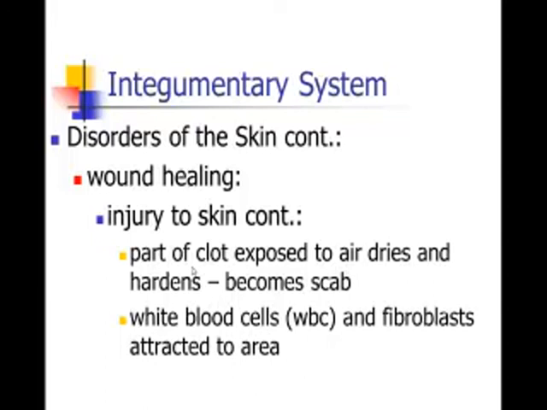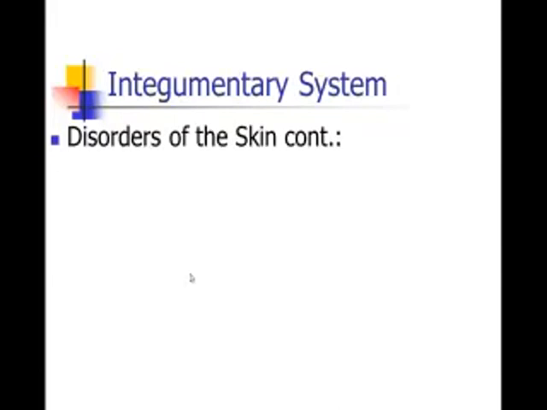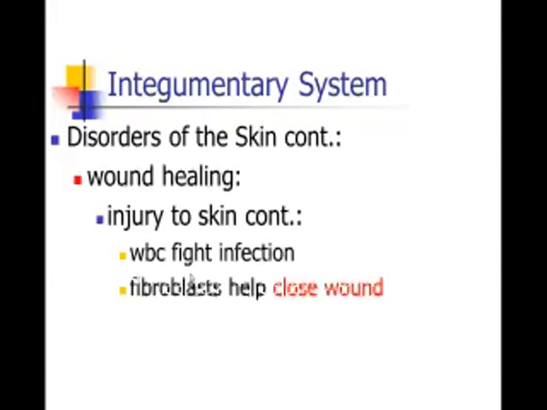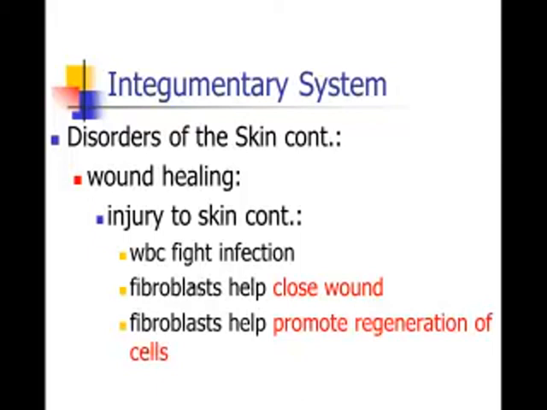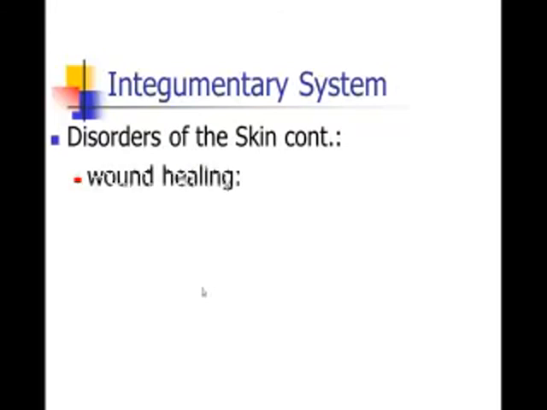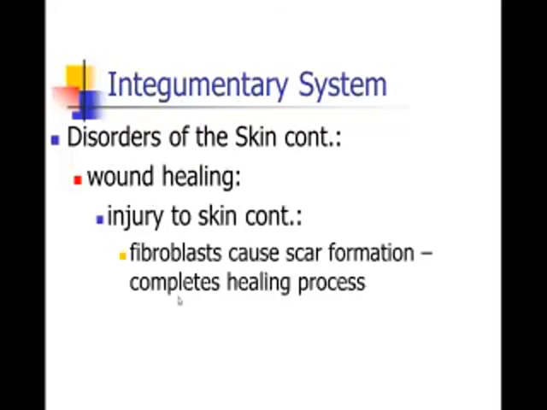The kinds of cells that are attracted to the area include white blood cells, which can help fight against pathogenic organisms, and fibroblasts. Fibroblasts are going to have a couple of functions in helping in the healing process. So the white blood cells fight infections. The fibroblasts close the wound and promote the regeneration of cells. The fibroblasts are also going to cause scar formation, and that pretty much ends the healing process.